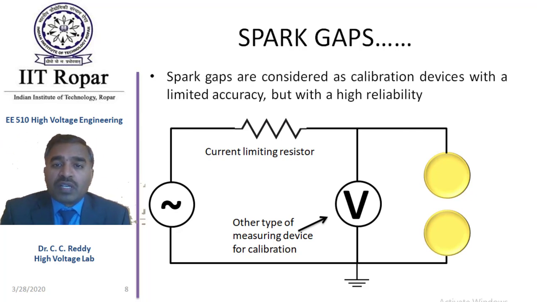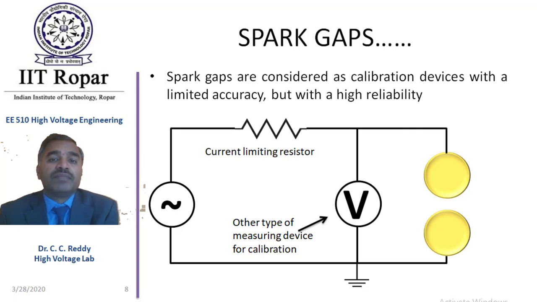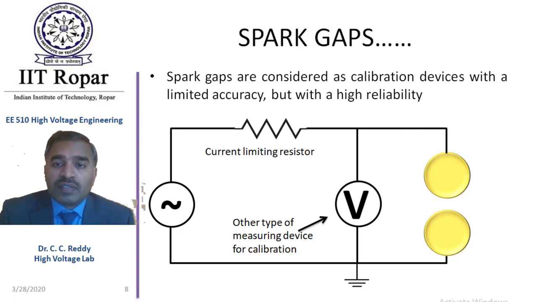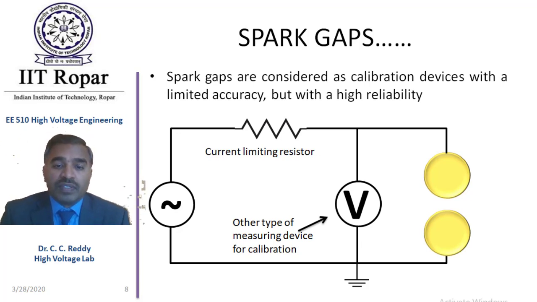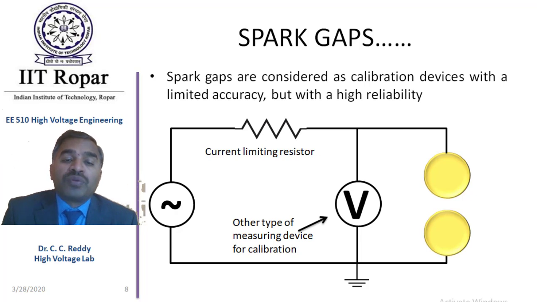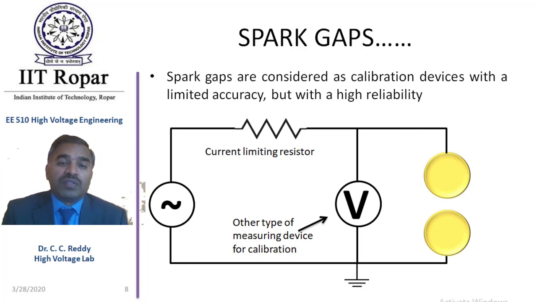The spark gaps are considered calibration devices with limited accuracy but high reliability. Accuracy is not high, but reliability is very high. All other types of devices may fail, but spark gaps will not fail. But the voltage is approximate to some extent. Reasonably accurate, but accuracy is limited.